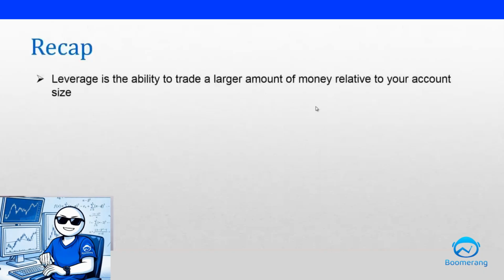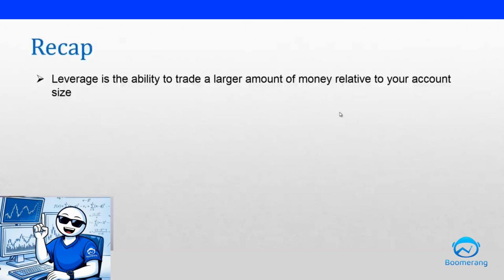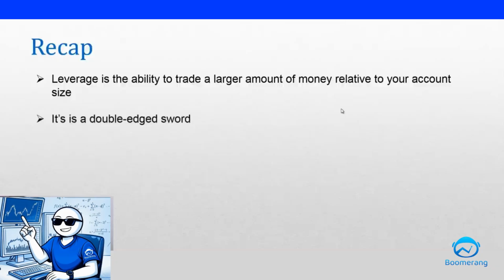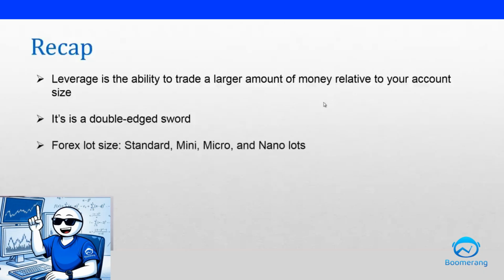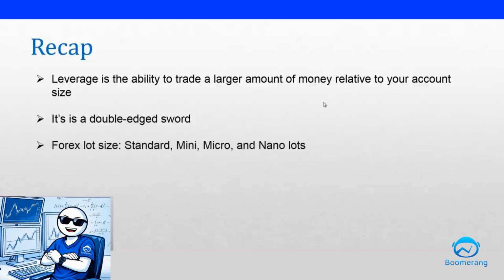Number one, leverage is the ability to trade a larger amount of money relative to your account size. And as you have seen, leverage is a double-edged sword. It can amplify your gains or losses. And finally, we talked about the different types of lot sizes in the Forex market: standard lot, mini lot, micro lot, and nano lot.